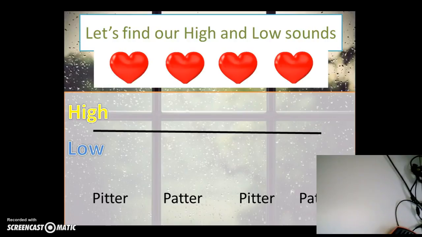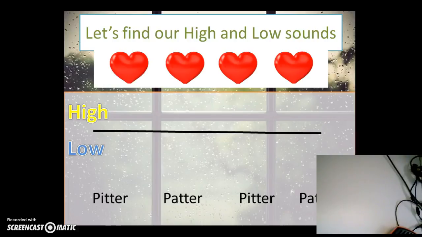So when we're looking for that very first sound of pitter, we're going to look at verse 1. So verse 1 sounds like this for pitter patter. Pitter patter, pitter patter. That's it. That's all that we're looking for. So let's find these high and low sounds. A high sound sounds like this.